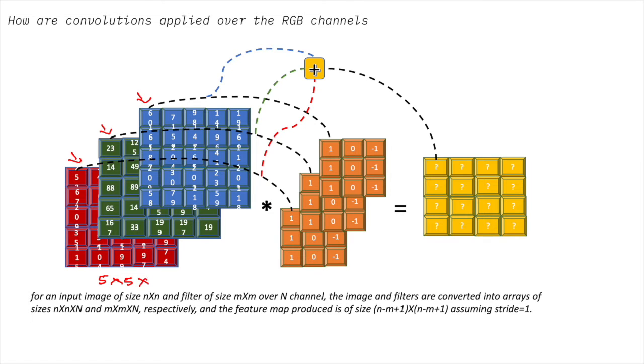So the input image is a 5 cross 5 cross 3 image, and your filter is a 3 cross 3 cross 3 filter. The output, however, is still a 2D array. So in this case, it's a 4 cross 4 array. So what happens? Convolutions on the same pixel through the different channels are added and are collectively represented within each cell.